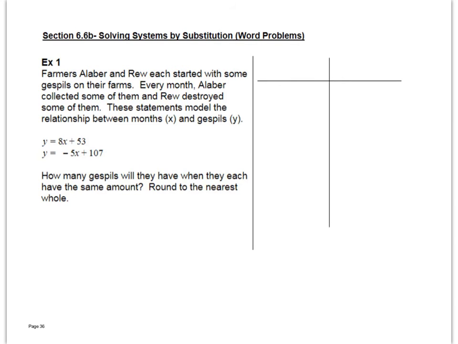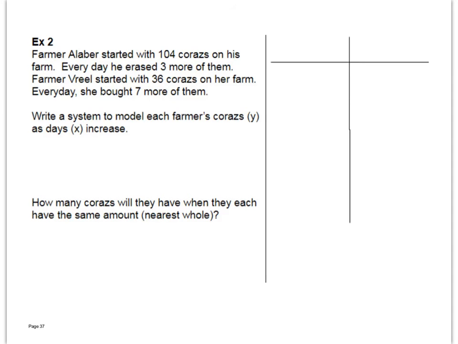Now, what happens if you get a word problem? I'm skipping this first one and going to the second one. Farmer Algebra started with 104 carrots on his farm. Every day he erased, negative 3, that's a slope, 3 more of them. So write a system of equations. So Farmer Algebra, I'm going to start with that first. I already noticed I have a start with and a slope.